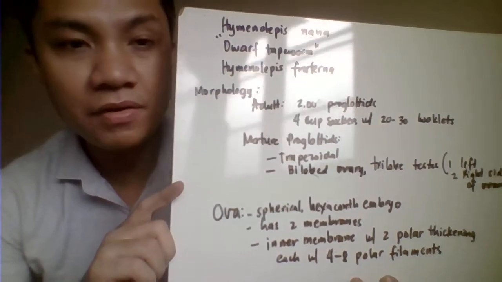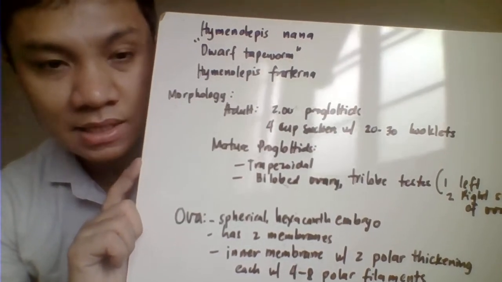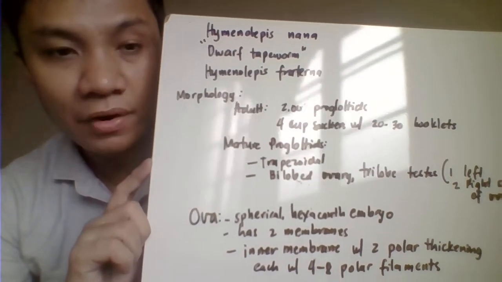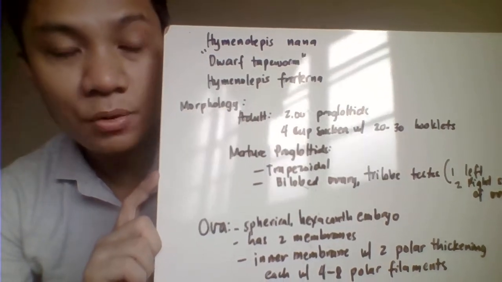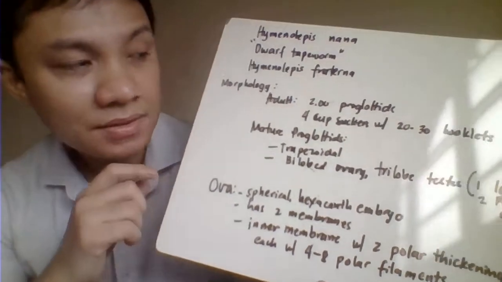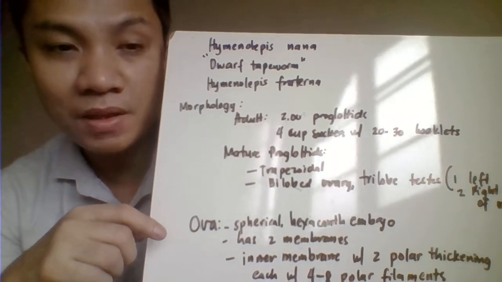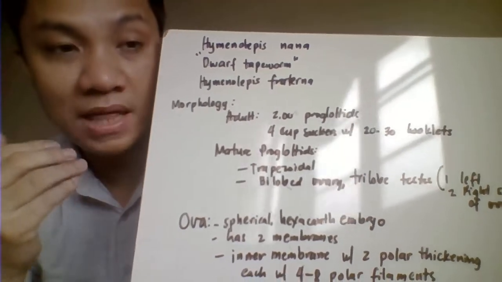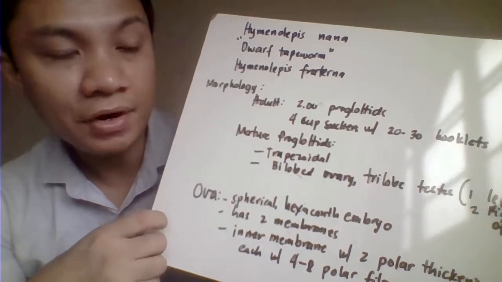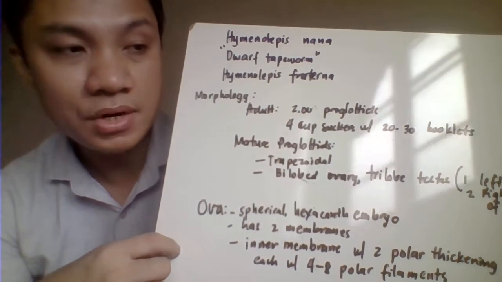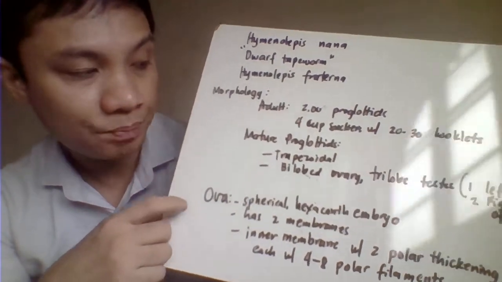Okay, the adult worm would have here 200 proglottids. And then the scolex would have here 4 cup suckers armed with 20 to 30 hooklets. For your Taenia solium, the hooklets are a double crown of 25 to 30 hooklets. This one would have here, again, 4 cup suckers having 20 to 30 hooklets.